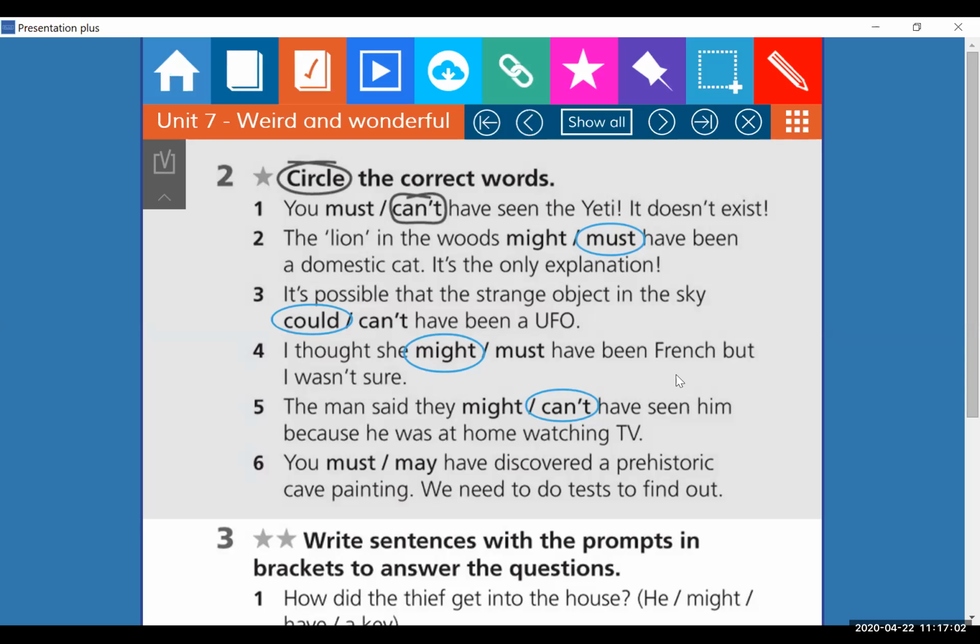The sixth one: you must or may have discovered a prehistoric cave painting. We need to do tests to find out. Always look for the signal words, guys. Signal words are given to you in a sentence, so use them. As most of your friends agree, may is the answer here. May have discovered, because we need to do tests to find out whether it's a prehistoric cave painting or not. We are not sure.